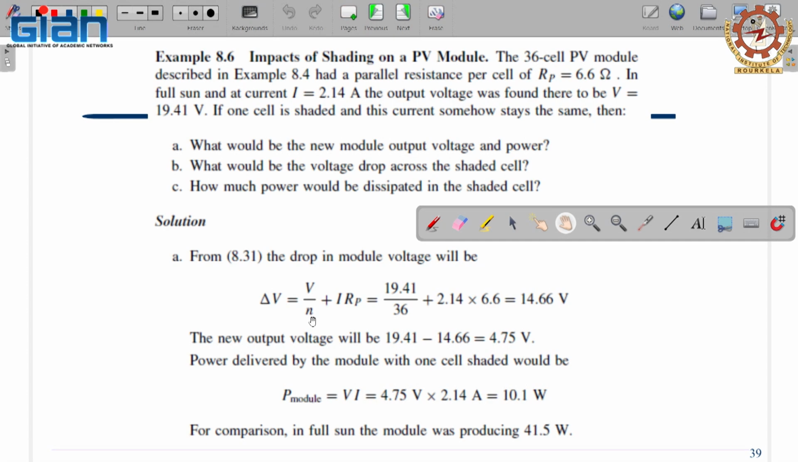So see, because of the shading of one cell, the voltage drop will be 14.66. Then how much will be the new voltage? The new voltage will be 19.41 minus 14.66. So how much voltage do you get? 4.75 instead of 19.41. There is a significant voltage drop.